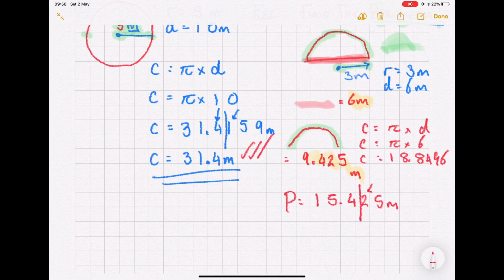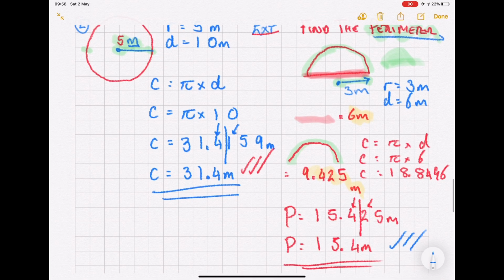Is that 5 or larger? No, so that stays the same. So our perimeter is 15.4 metres. And that's our final answer. If you got that, fantastic, well done. Give yourself some ticks.